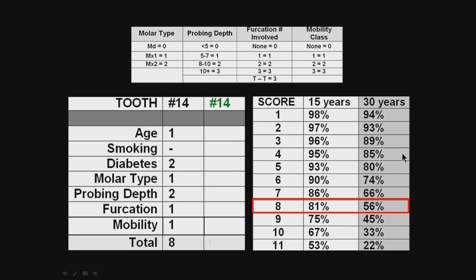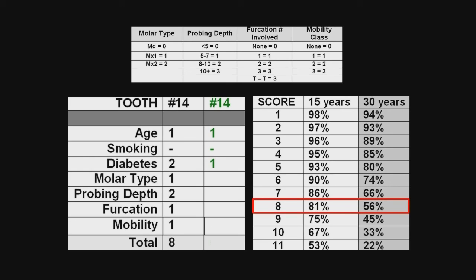For when we look over here, the patient has an 81% chance of keeping the teeth for 15 years. So therefore, I think convincing this patient to have surgery to get pocket elimination is going to be a tough sale. But I think we can give him a target, and let's see what perhaps we can accomplish with non-surgical treatment. Age is going to remain the same.